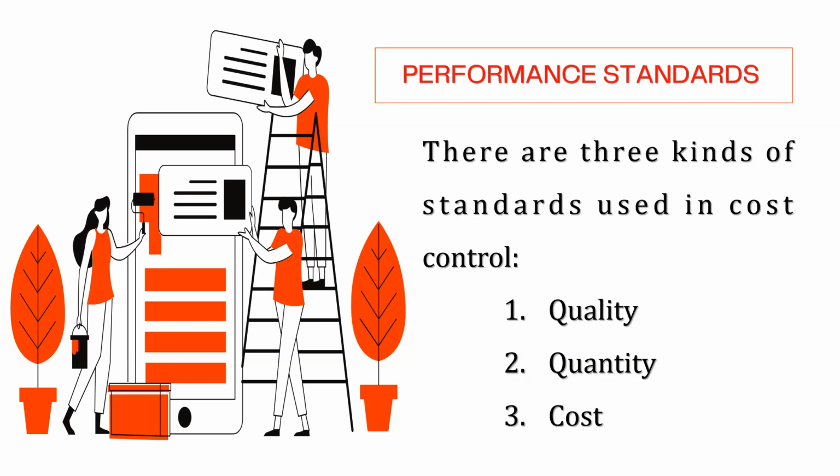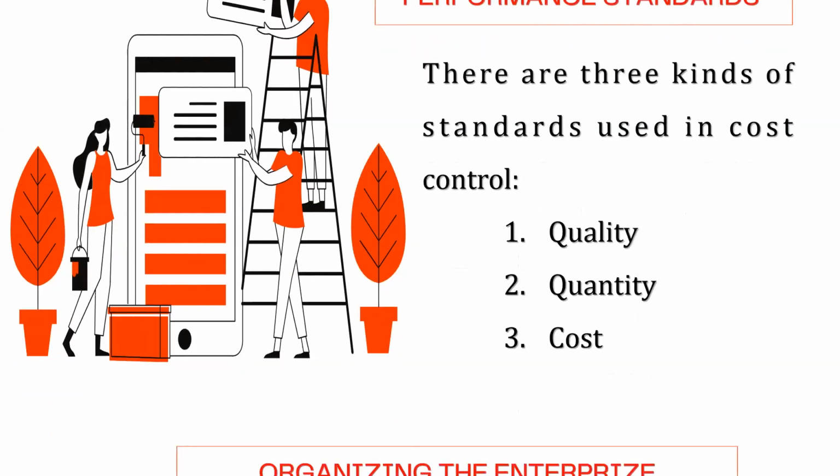Now, it is important to discuss using standards of evaluating employee performance and controlling costs. There are three kinds of standards used in cost control. One is quality, two is quantity, and three is cost.